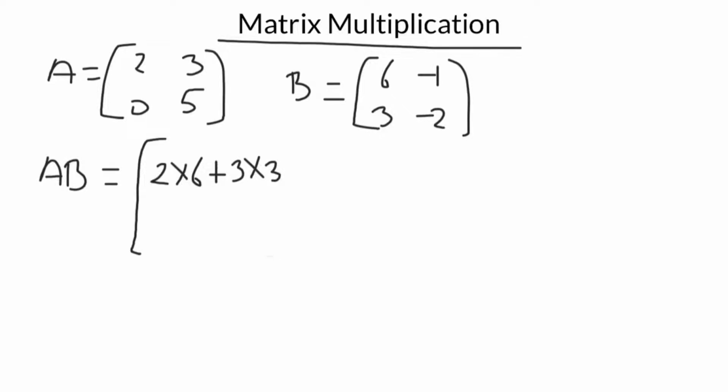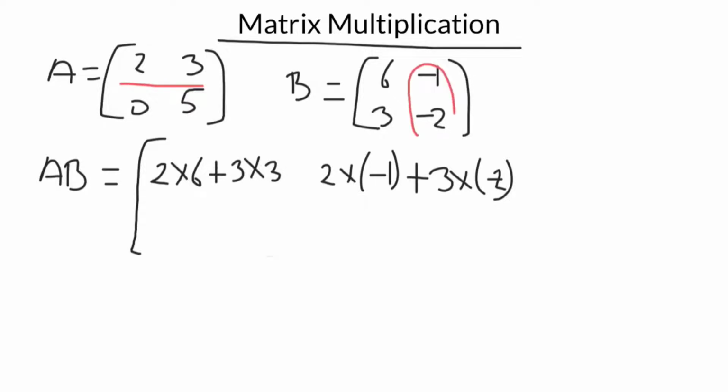So we are going to get 2 times minus 1 plus 3 times minus 2. This will give the second element of matrix AB. What we did is we multiplied the first row of matrix A with the second column of matrix B for this second element of matrix AB.